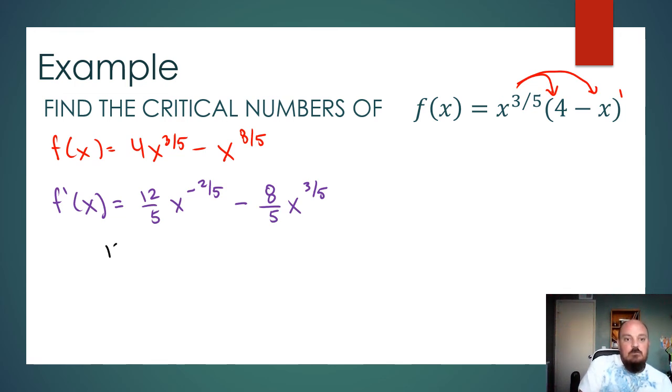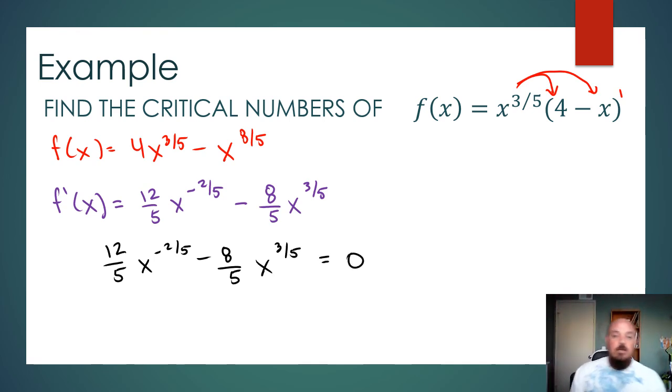I'm going to take this, let me just recopy it. Set it equal to 0. Now you're looking at that and you're thinking, that looks like a mess. I have a -2/5 exponent, I have a 3/5 exponent. Well, what you want to do is factor out the lower one. In this case, it's x to the -2/5. Now when you do that, it'll leave the 12/5, and that's it. Because I had an x to the -2/5, I factored it out, it's gone.